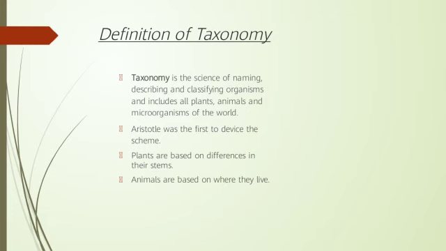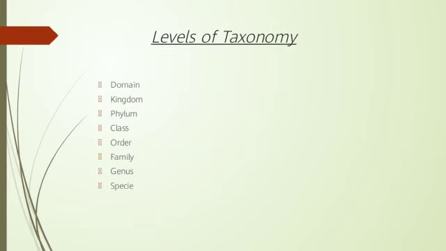He said plants are based on differences in their stems, while animals are based on where they live. So he divided plants and animals into two major groups. Then we will discuss the levels of taxonomy. Levels of taxonomy include domain, kingdom, phylum, class, order, family, genus, and then species. These are the levels of taxonomy.